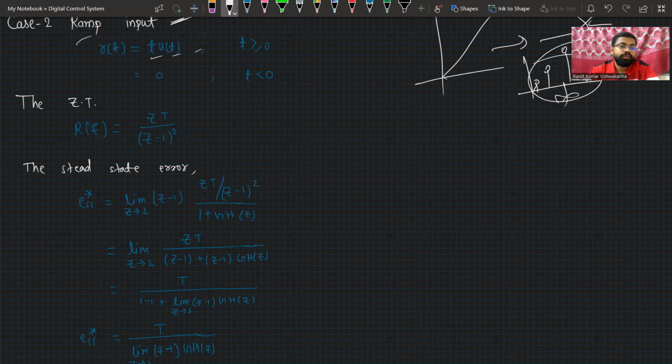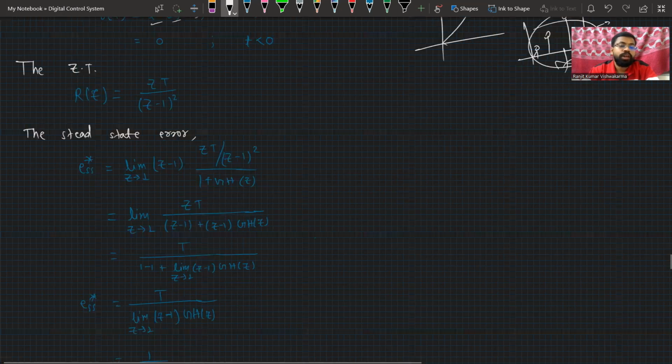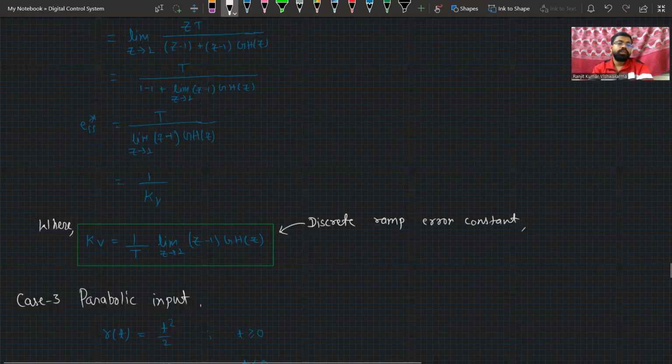For the steady state error, the same formula we will apply here. Just substitute the value of R of z. After calculating, we will see here T divided by limit z tends to 1, (z minus 1) term will remain here, so that's why we multiply here. After that, substituting z tends to 1, it will become 1 by Kv. I am replacing this part by Kv, that is the discrete ramp error constant. Kv is the discrete ramp error constant, which is nothing but 1 by T limit z tends to 1, (z minus 1) G H of z.